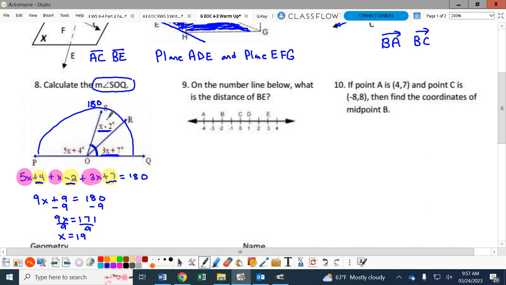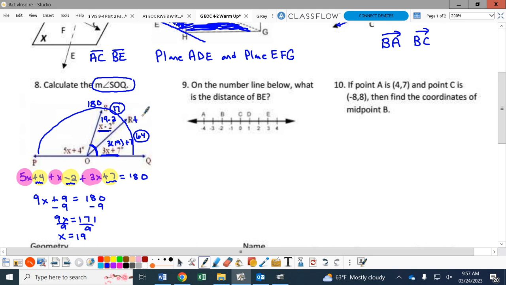So this one is going to be 19 minus 2, which is going to be 17. The other one we're going to plug in down here. It's going to be 3 times 19 plus 7. Now that one I'm going to let y'all do with the calculator. 3 times 19 plus 7. 64. And then we add those two together.